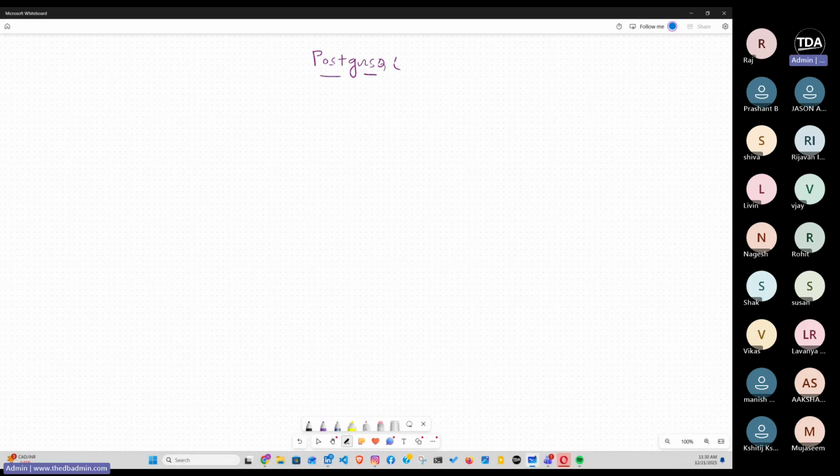The first thing natively, meaning what comes by default along with your Postgre, is pg_dump. pg_dump by default comes along with your database. And then we have pg_dumpall. And then we have pg_basebackup.